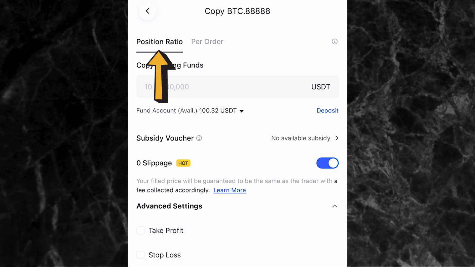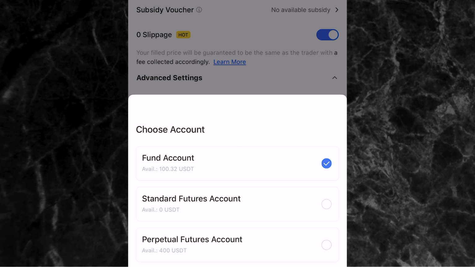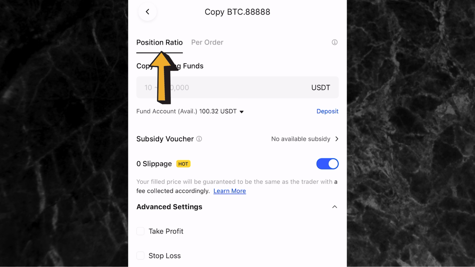And if you want to use this position ratio, make sure you come here to where you have fund account available, where you have this 100 USDT. Click on it. And once you click on it, you'll be seeing 3 different wallets right here. So if you have transferred your money to perpetual futures account like I did earlier in this video, then you pick this third account right here. But if your money is still in your fund account, then you can go ahead and pick this fund account right here. So I hope you get it. So that's for this position ratio right here.